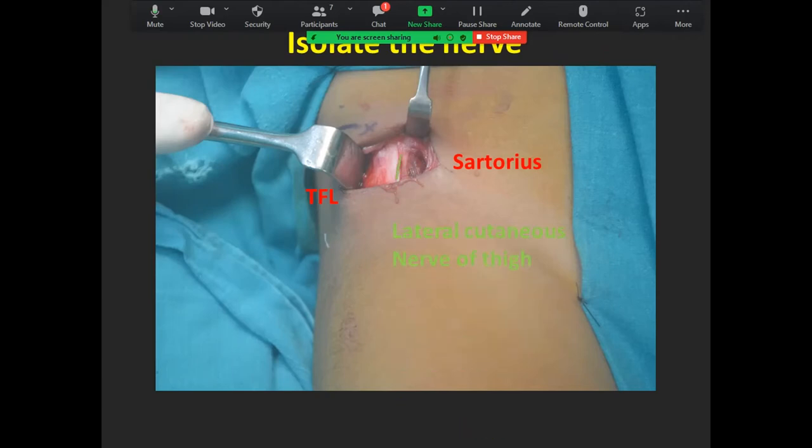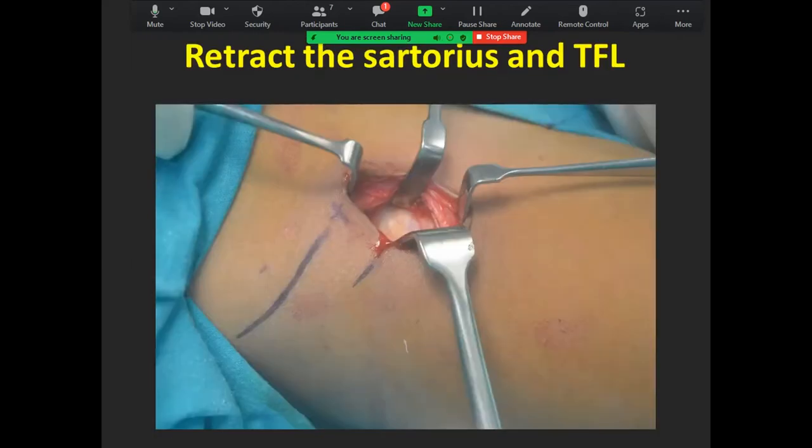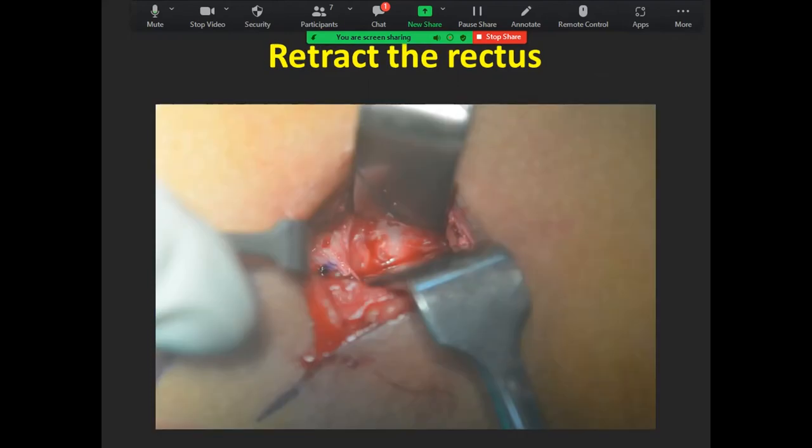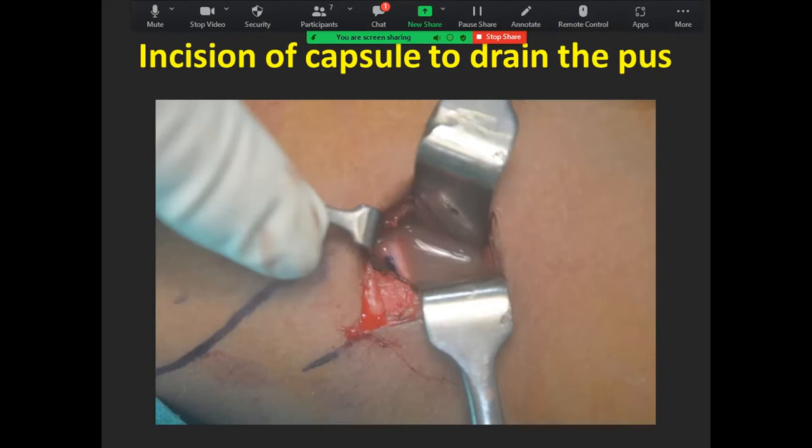And you can see the lateral cutaneous nerve of thigh. Retract the sartorius and tensor fascia lata, and isolation of the rectus is done. Retract the rectus, and once you open the joint, just below the rectus, you can see the capsule. Once you puncture the capsule, you will see the pus coming out of it.